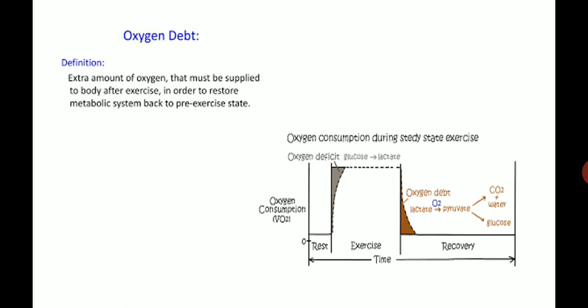So, if you are asked to define what is oxygen debt, it is the extra amount of energy that must be supplied to the body after exercise in order to restore the metabolic system back to the pre-exercise state. So, when we rest after such exercise, the lactic acid gets slowly oxidized by the oxygen later available, and then the debt is cleared, producing carbon dioxide in the process.